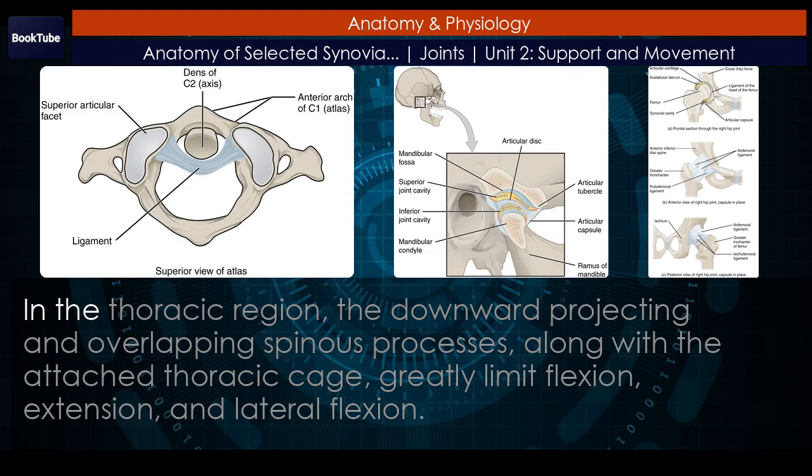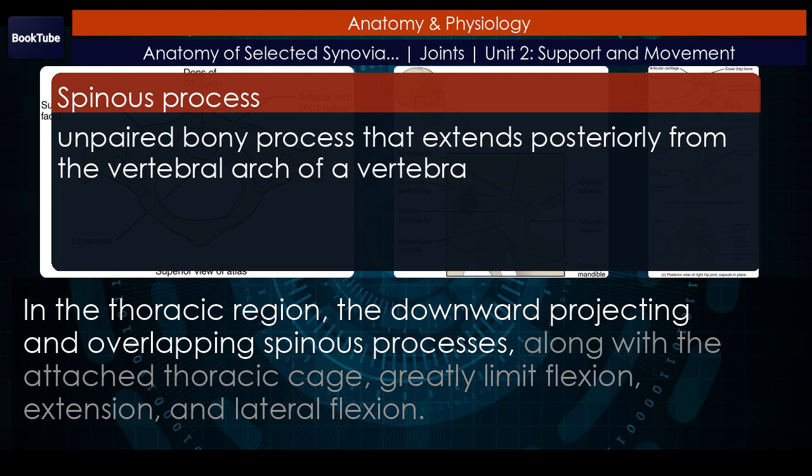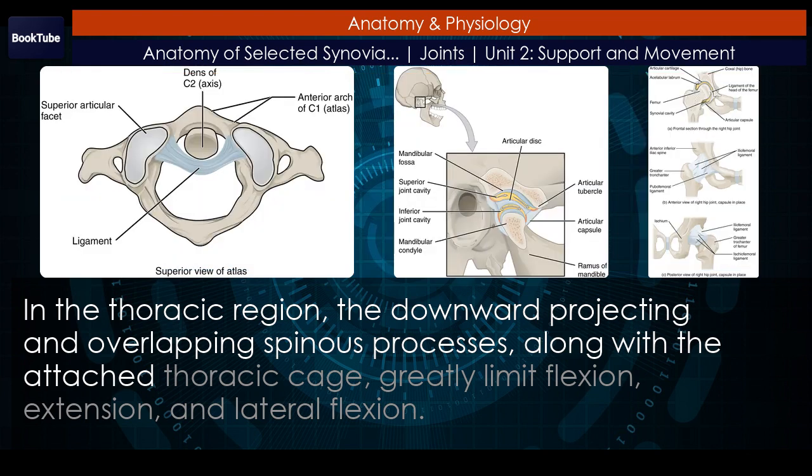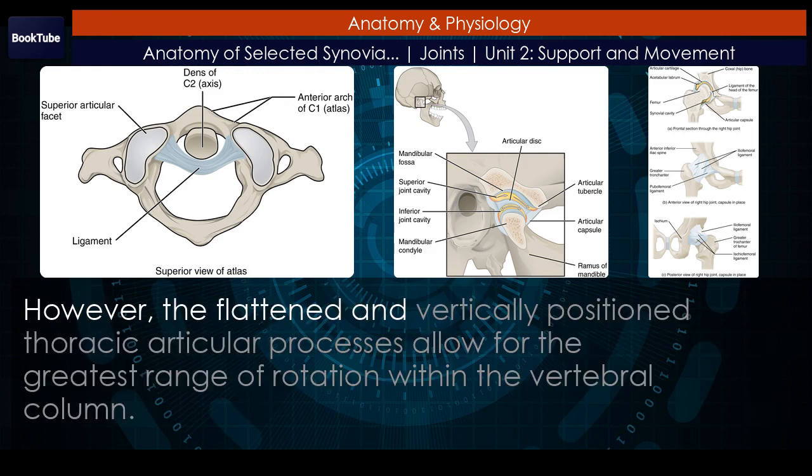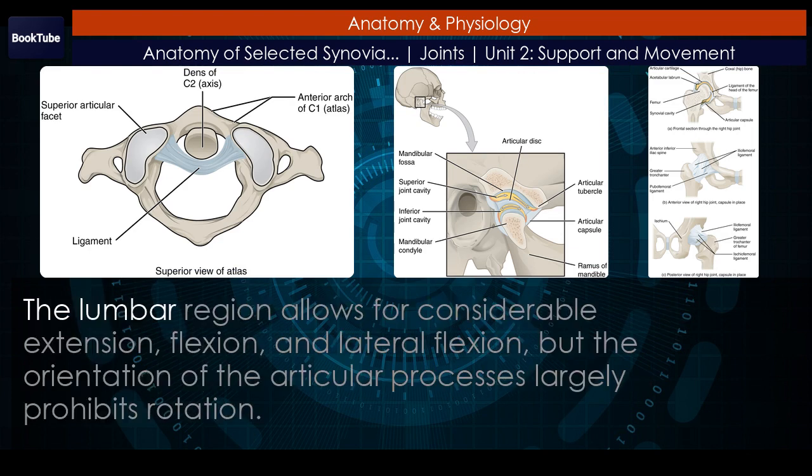In the thoracic region, the downward projecting and overlapping spinous processes, along with the attached thoracic cage, greatly limit flexion, extension, and lateral flexion. However, the flattened and vertically positioned thoracic articular processes allow for the greatest range of rotation within the vertebral column. The lumbar region allows for considerable extension, flexion, and lateral flexion, but the orientation of the articular processes largely prohibits rotation.